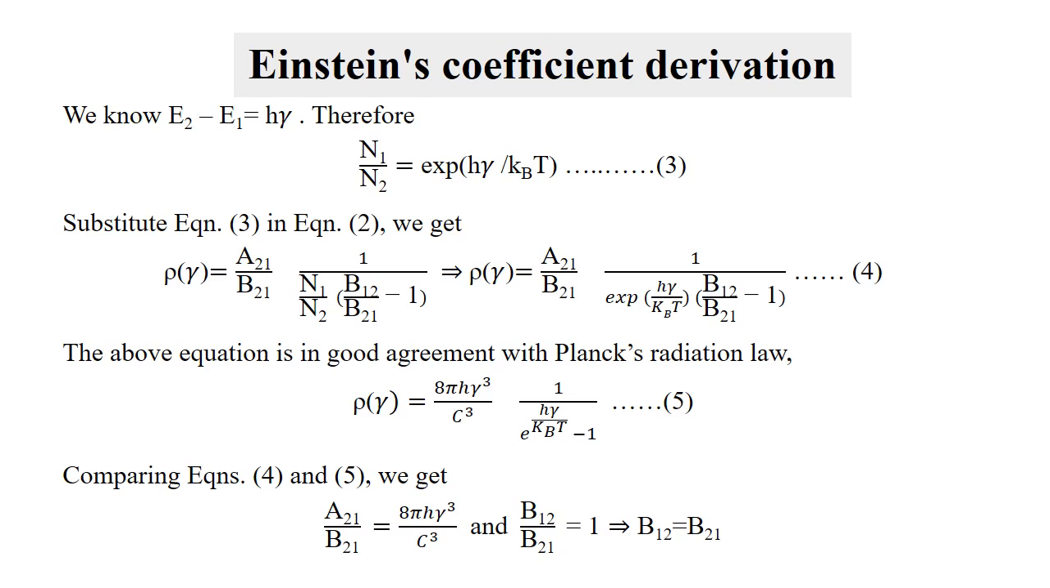Comparing these two equations, we have Planck's law radiation, rho nu is equal to 8 pi h nu cube by c cube into 1 by e to the power h nu by kT minus 1. We have the term A21 by B21 is equal to 8 pi h nu cube by c cube, and we have this term B12 by B21 is equal to 1, which tells us that B12 equal to B21.